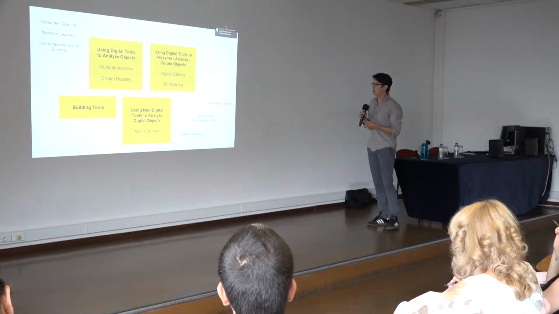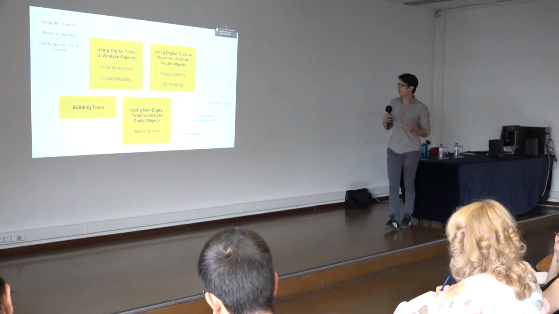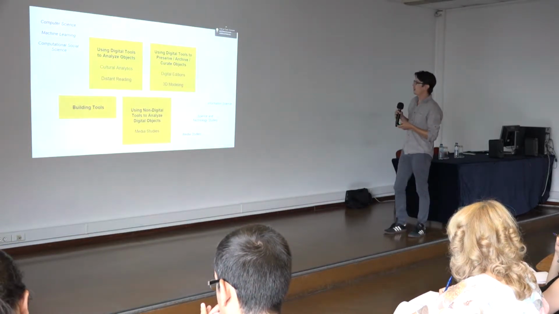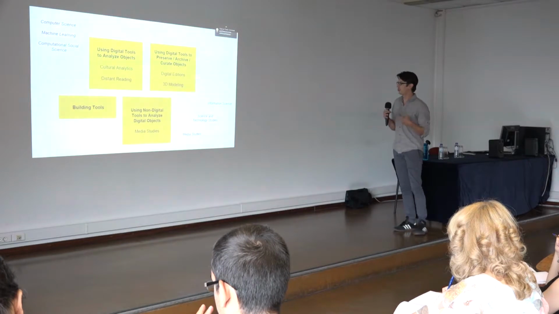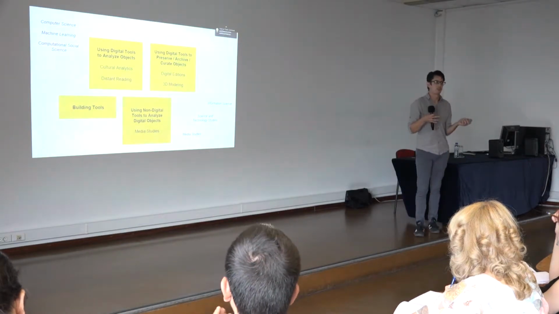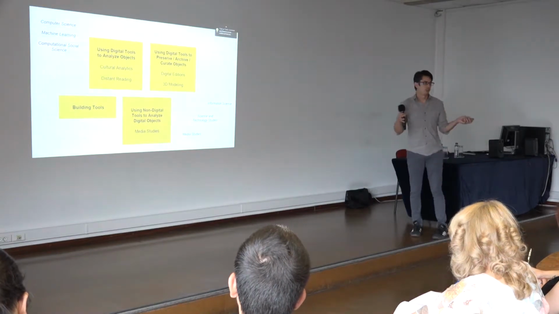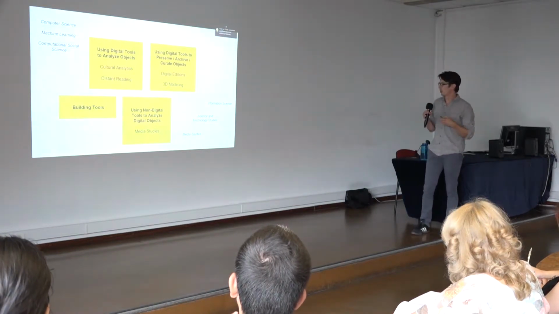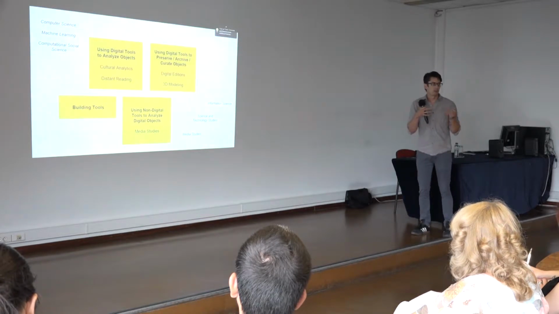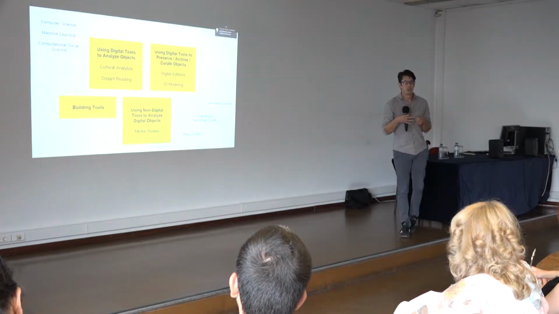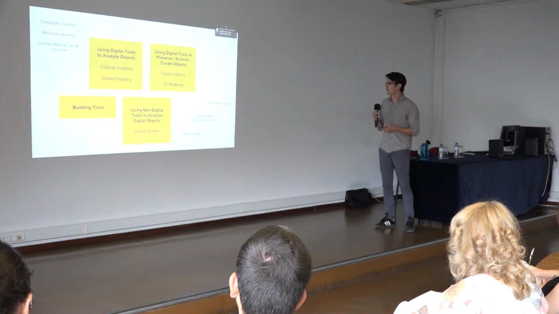But a lot of what gets called digital humanities is also not using digital tools to analyze objects, but using digital tools to preserve, archive, or curate objects, creating maybe digital editions of literature, or doing 3D modeling or similar activities to make cultural objects accessible to people, to organize them in different ways.